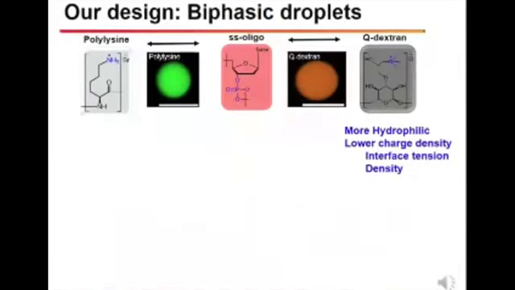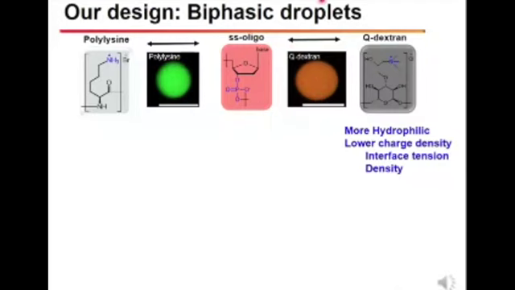We choose polylysine and the oligo. They can form coacervates. It's the green one. We choose another polymer, a polysaccharide with a little bit of charge, called Q-dextrin. It can also form coacervates with oligonucleotide. We use orange color to show it.